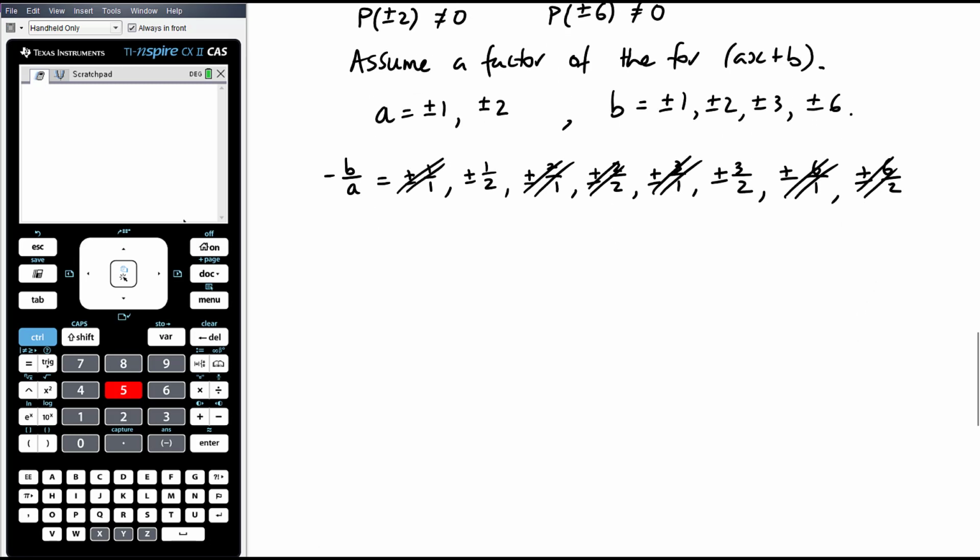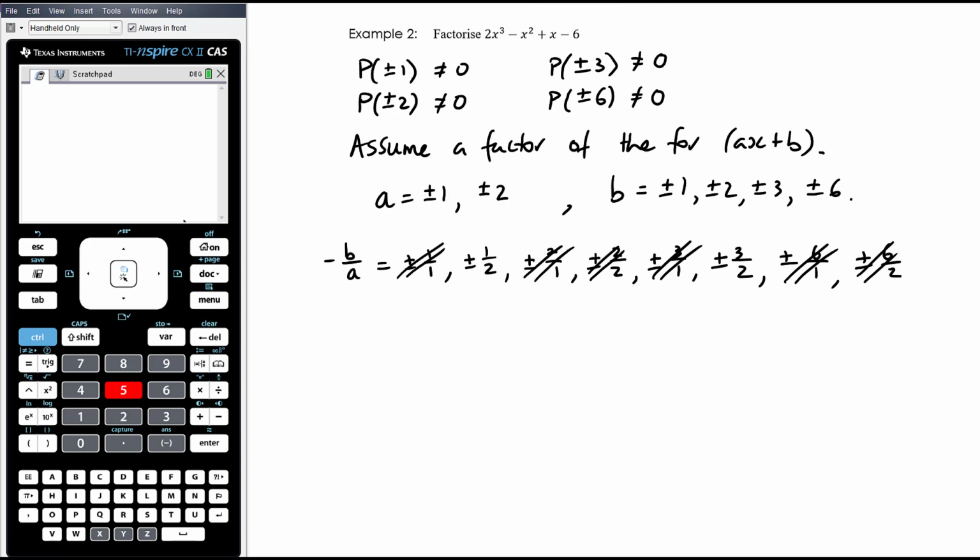So we've only got 4 options, so again, we hope it happens early on. Alright, so let's see how we go. Let's try p of a half. So 2 times half cubed is an eighth. So 2 times an eighth is a quarter. Let's see if we can just do that in the one step. Plus, minus half squared, which is also a quarter. And then plus x, which is a half, and minus 6. So obviously they cancel each other out, but these don't cancel each other out. And so this doesn't equal 0.